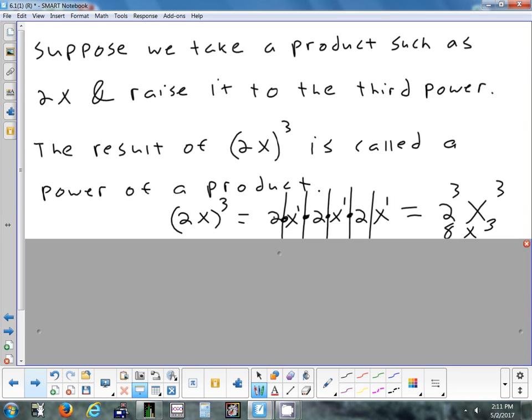But notice what we did. We cubed the 2, and we cubed the x. So all you have to do is, it's kind of like the distributive property, but you put it as an exponent. 2 to the 3rd, x to the 3rd. That's how you do it.